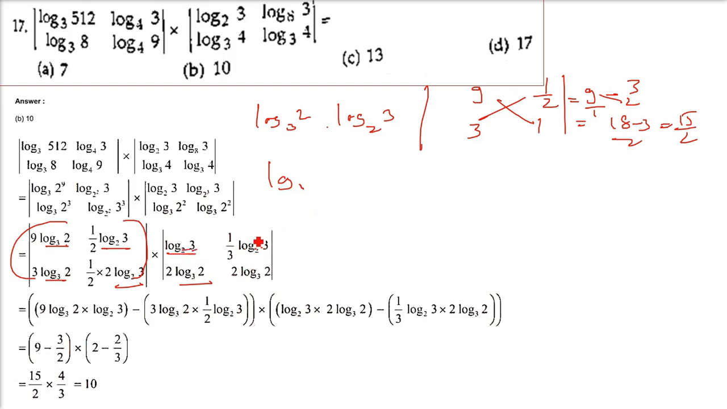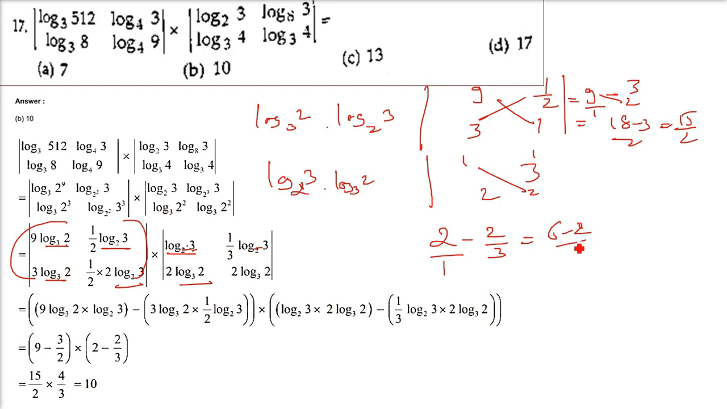Now here, you can take log 3 2 and log 2 3 common, and this also says log 3 by log 2, log 2 by log 3. If you take a common base, it can get cancelled. So 1 by 3, 2 will come. So 2 minus 2 by 3. So it is going to be 6 minus 2 by 3. So it is 4 by 3.